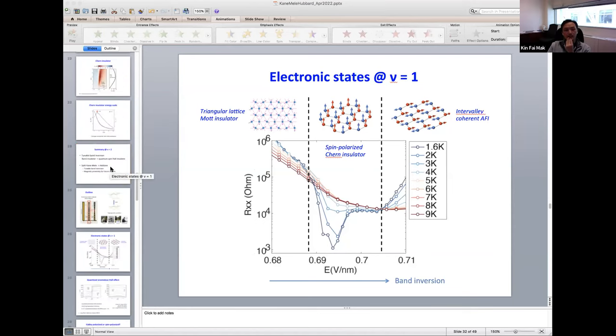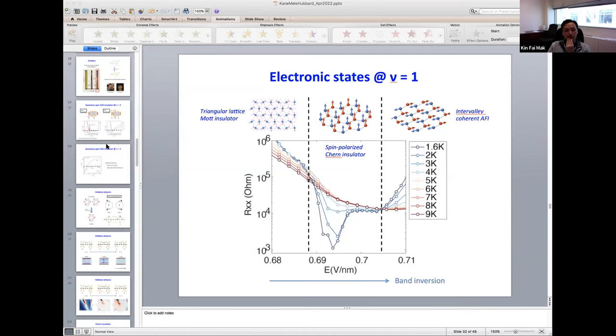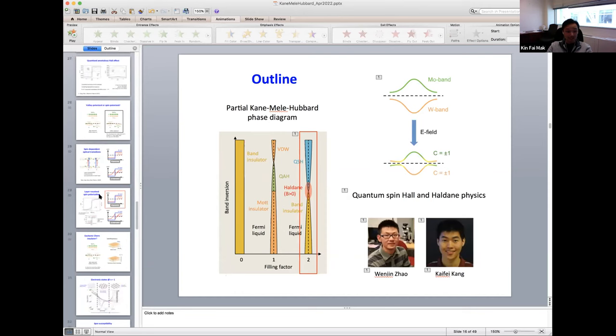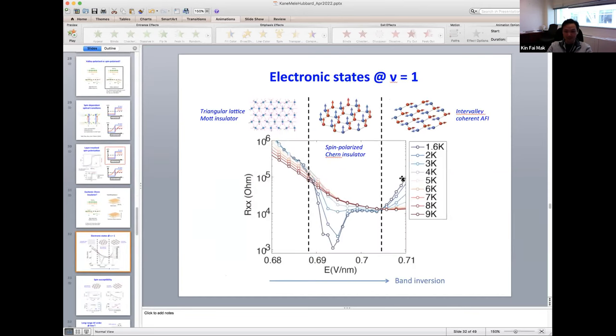We don't know. We just know that, based on filling factor equal to 2, what the electric field does is to tune the band dispersion. So that's sort of the tuning parameter in this phase diagram. Because of the Stark effect, we can actually make the moly and the tungsten band invert. That's the only thing we know. And why that would stabilize this state beyond this electric field, I don't know. We are just telling you what we observed. We don't have an explanation for why this is stabilized.